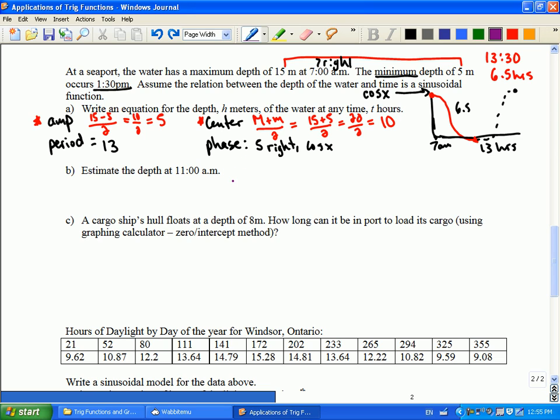So if I put all those pieces together, I have, I guess we'll call it, oh sorry, 7, thank you. So we'll call it the depth as a function of time is going to be 5 cosine of 2 pi over 13. We move it 7 units to the right, because that's 7 o'clock in the morning, and the center line is 10.